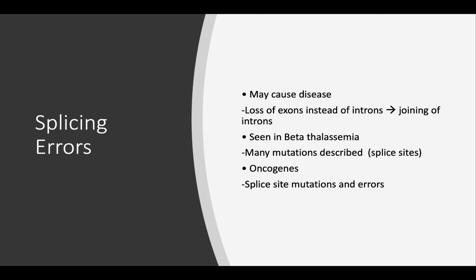commonly test for. It has many mutations described, and some of these mutations actually happen at splice sites. So they change the splicing of the protein, and you get beta thalassemia, a different kind of hemoglobin. In oncogenesis too, many splice site mutations and errors have been shown.